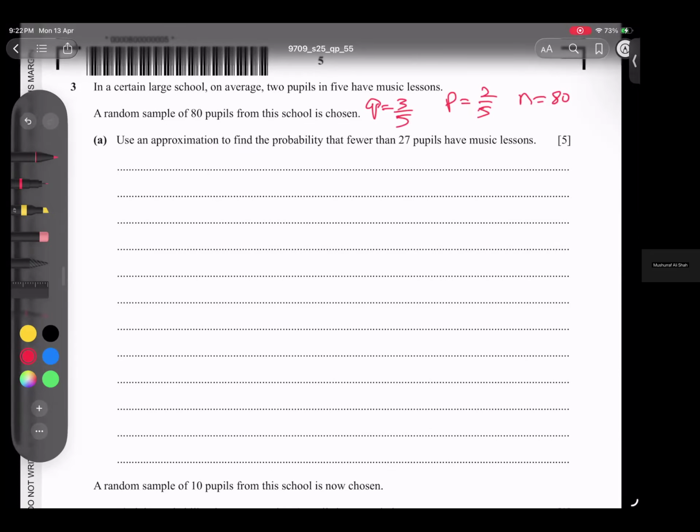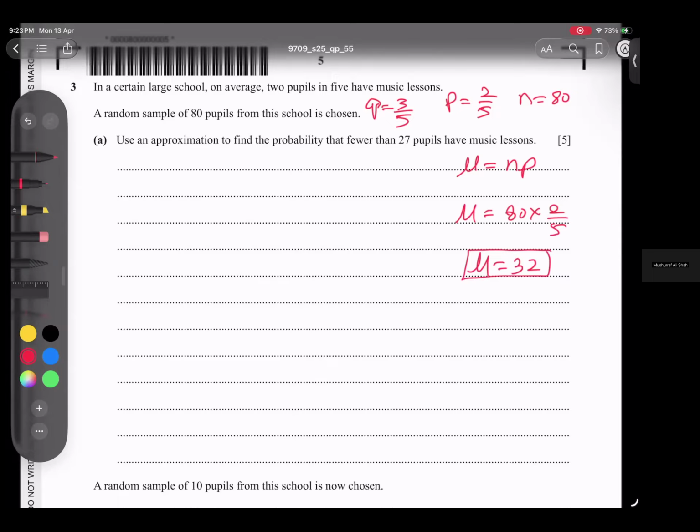And we can find the new mean. The mean formula is np, so mu equals n, which is 80, and p is 2 over 5. When we calculate, it becomes 32. So the mean value is 32.